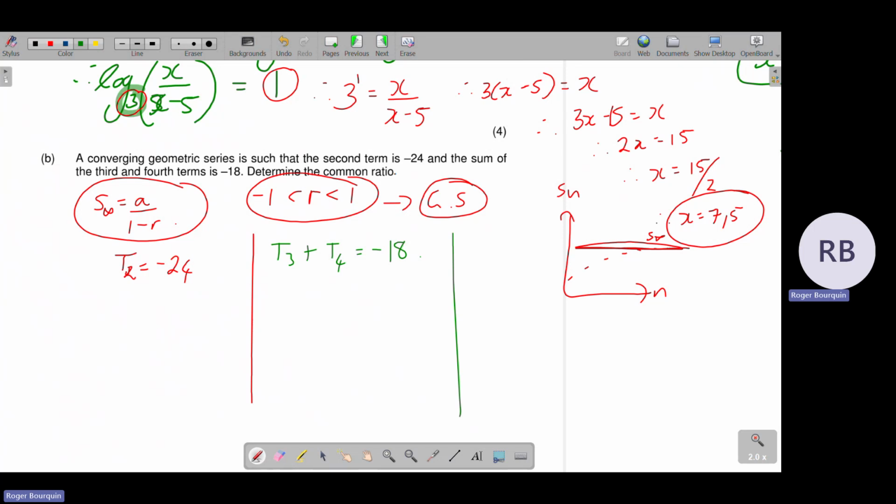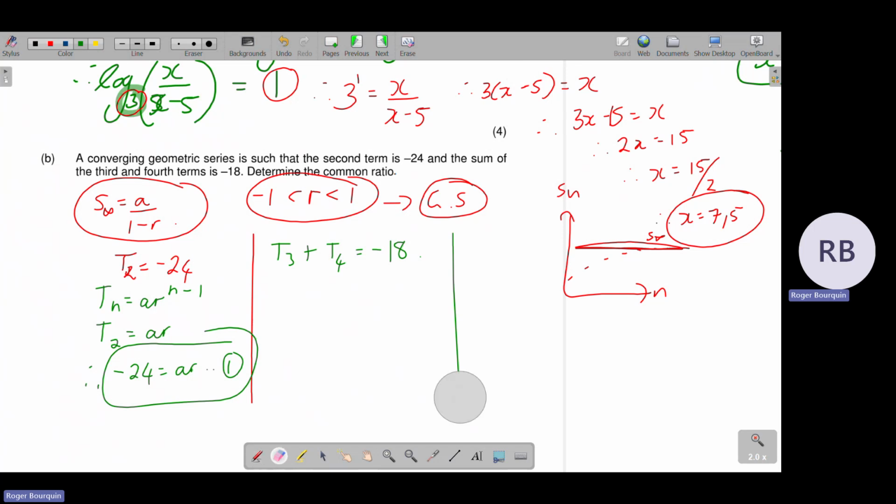Okay. So term n is equal to what in general? In any geometric, AR to the n minus 1, right? So in any geometric, the second term is going to be equal to AR to the 1, right? But the second term we know is -24, right? So -24 is equal to AR. That's going to be my first equation with A and R in it. So just start by writing down what you're given. Are we good with that?